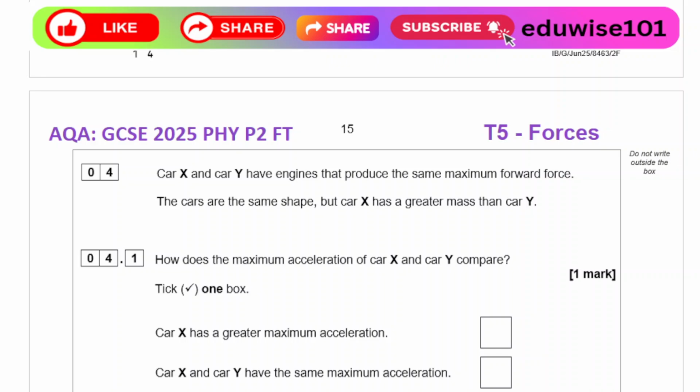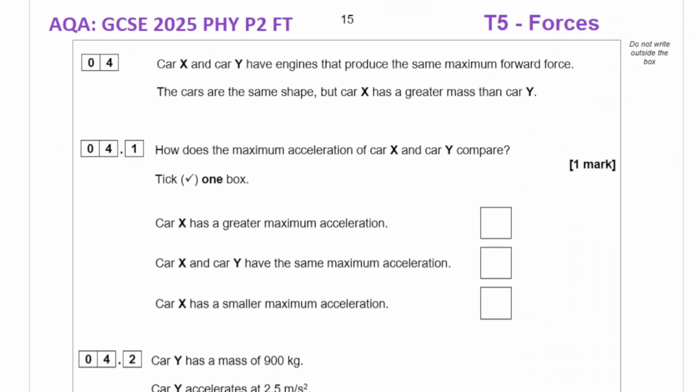In this video, I'm going to go through the AQA Physics Paper 2 Foundation Tier from 2025. Question number 4 is on the topic of forces. Car X and car Y have engines that produce the same maximum forward force. The cars are the same shape, but car X has a greater mass than car Y. How does the maximum acceleration of car X and car Y compare?